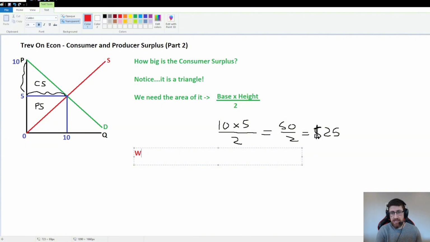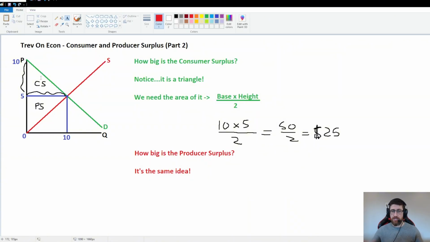and we do how big is the producer surplus. Well, it's the same idea, right? So for this one, obviously the triangle is flipped, so sometimes that throws people off, but we again have the base, or you can call this whatever you want, of 10. We also have the height, which in this case is again 5. So we actually have the exact same, and that's the problem with choosing easy numbers, is you have 5 times 10 divided by 2, and it's the exact same.